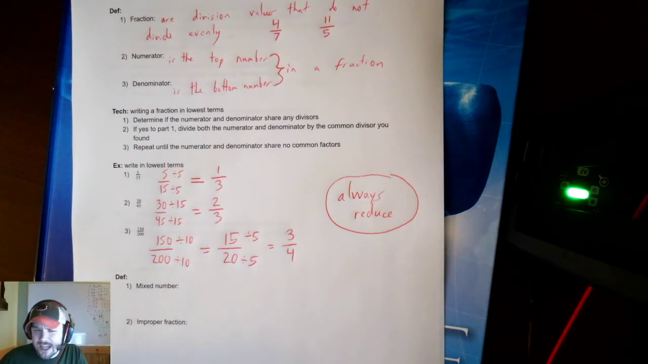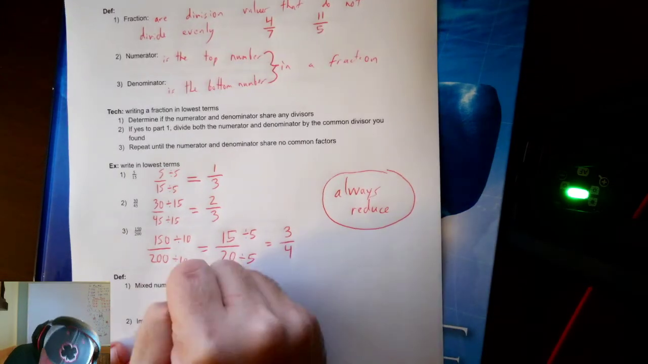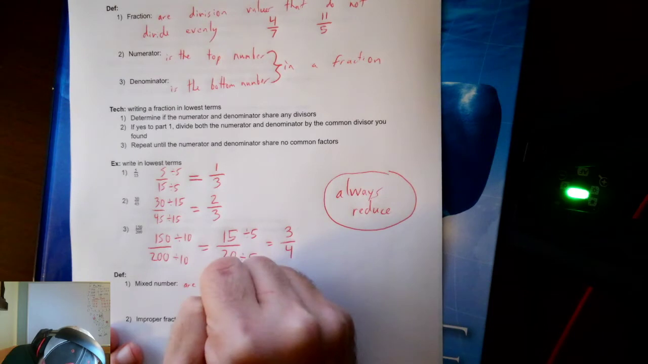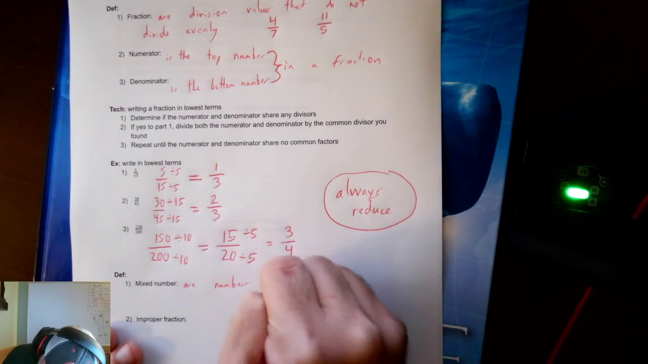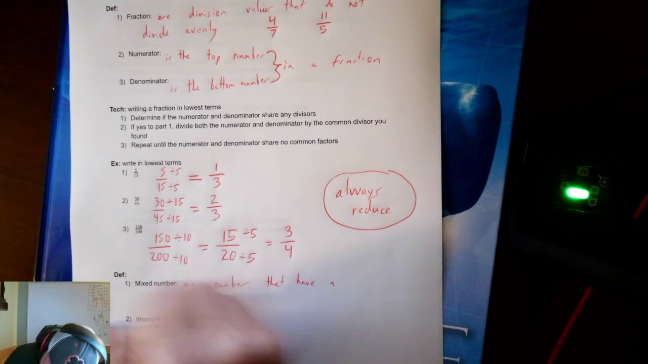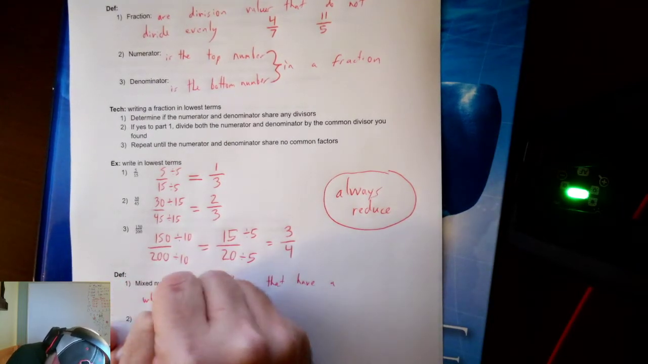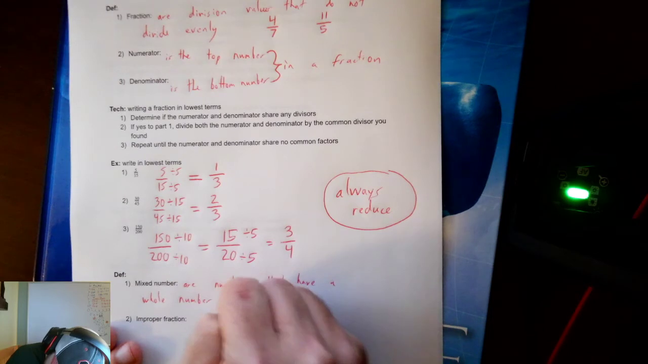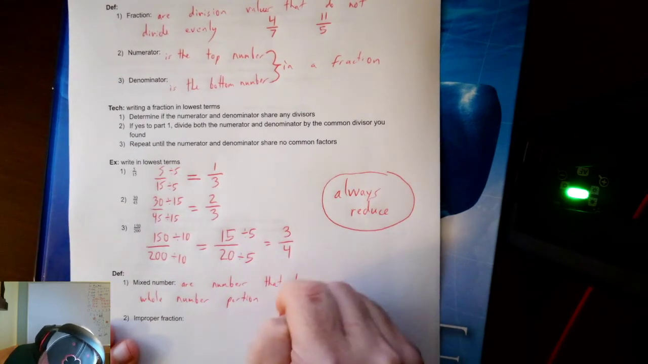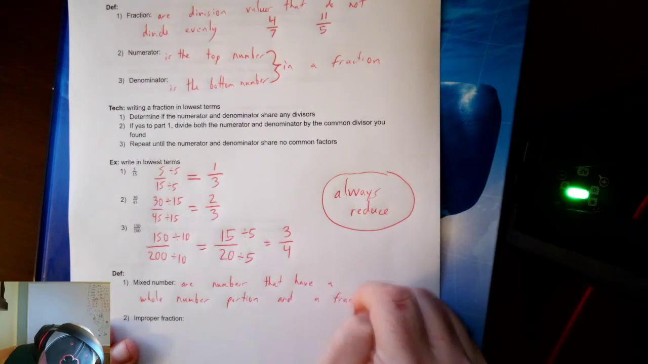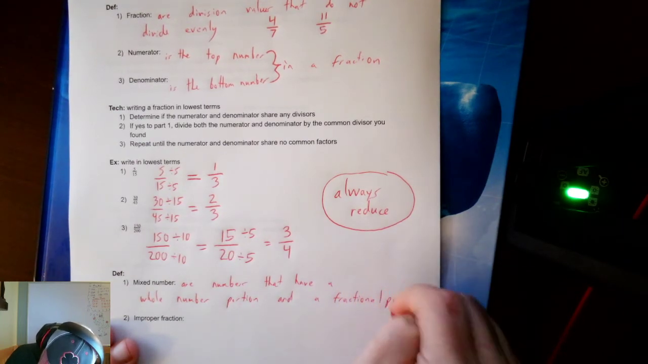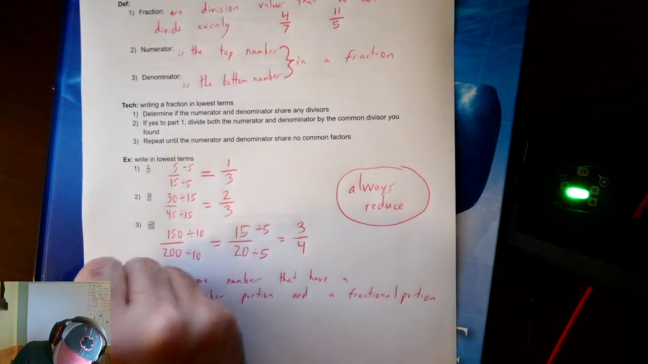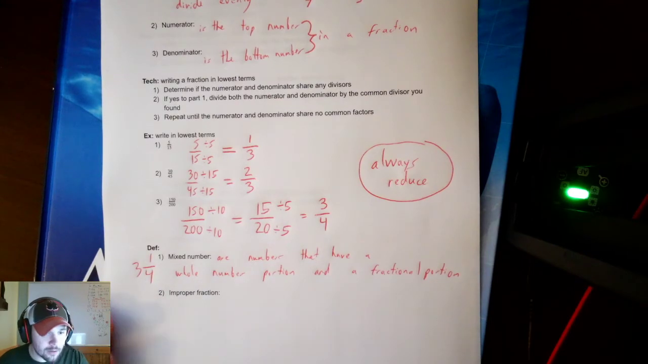Now, we talked about reducing fractions. What about some different types of numbers that deal with fractions, some different representations? We've got mixed numbers and improper fractions. Mixed numbers are numbers that have a whole number portion and a fractional portion. Maybe 3 1/4. That's a mixed number, right? It's 3 whole parts and then a quarter.